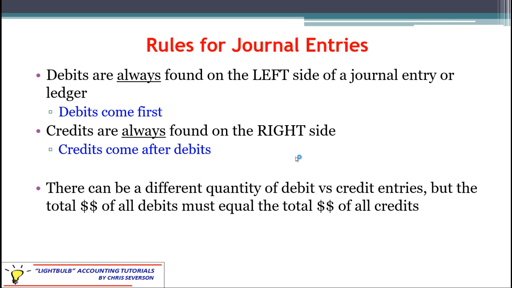Now remember, as far as the balance rule, you can have a different quantity of debit versus credit entries. You could have 2 debits and 1 credit or vice versa, but the dollar amount is what really matters. The total dollars of all the debits must equal the total dollars of all credits.